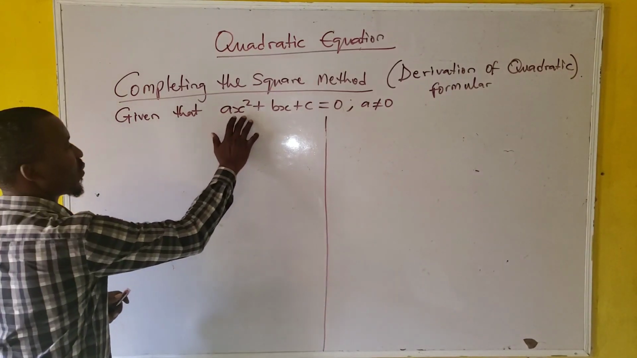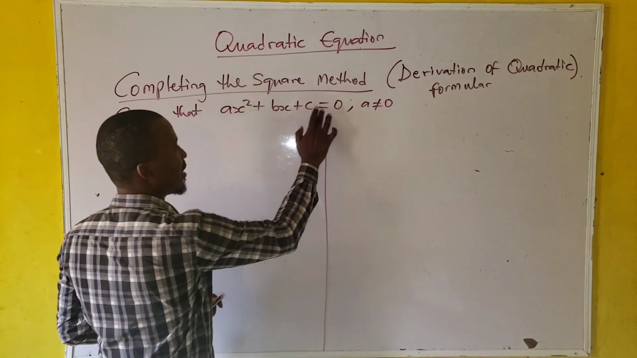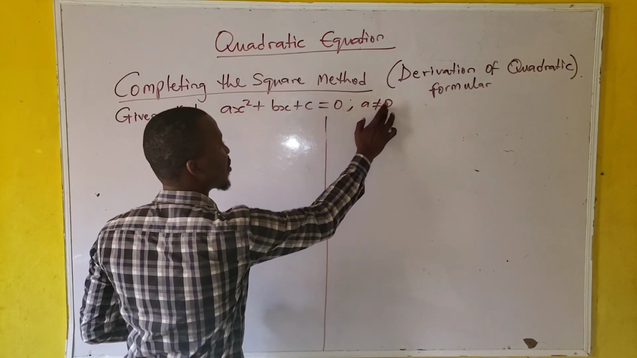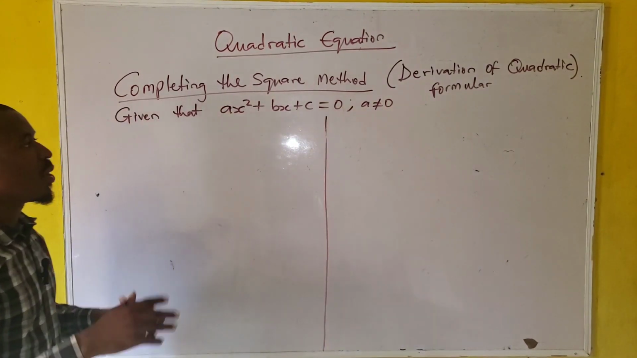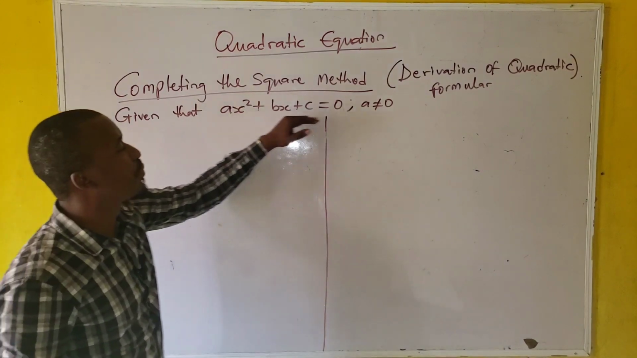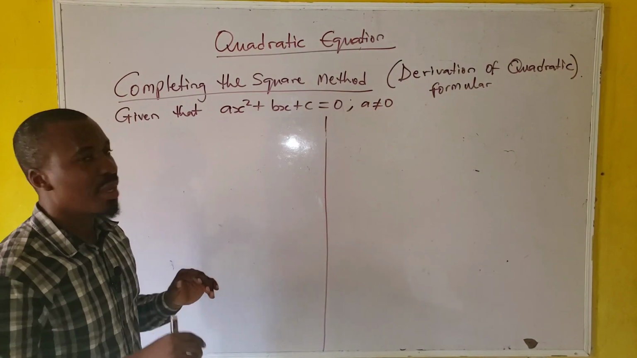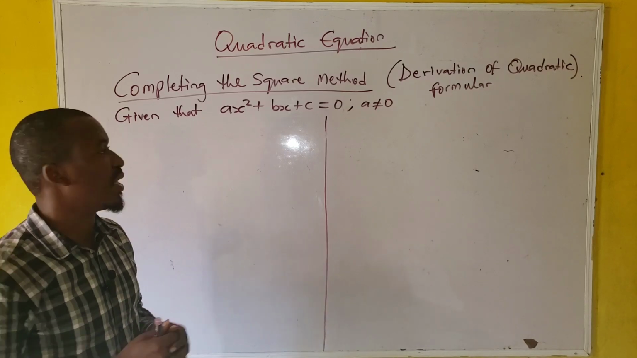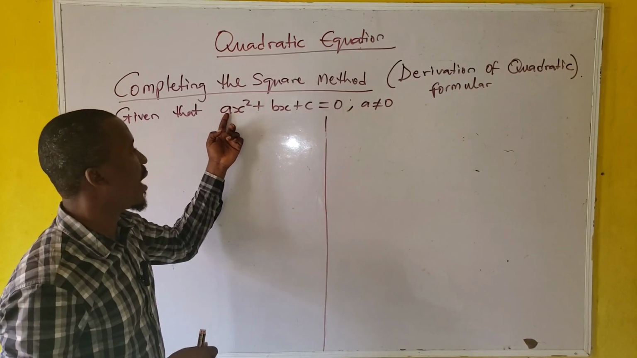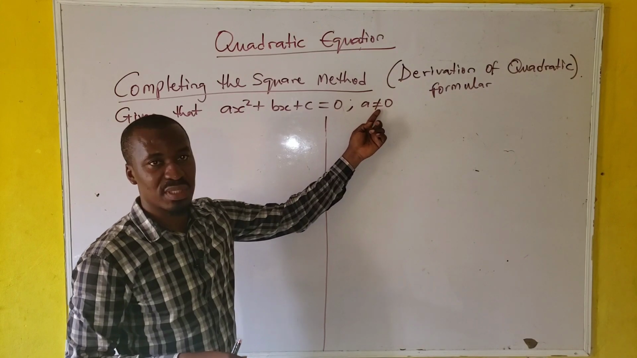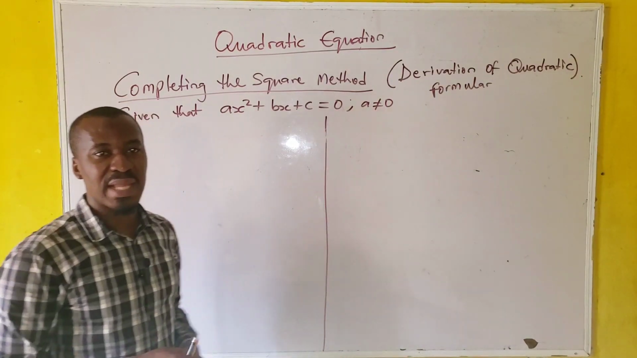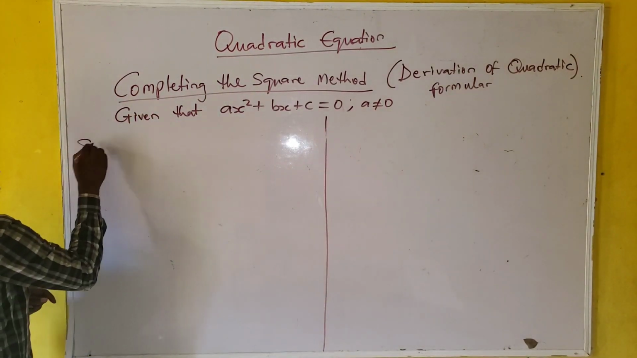Given that as squared plus bs plus c equals 0, such that a is not equal to 0, we know that this is the blueprint of our quadratic equation. This is how we expect our quadratic equation to be, that the coefficient of s squared should not be equal to 0. Okay, so what are the steps? Let's start with step 1.